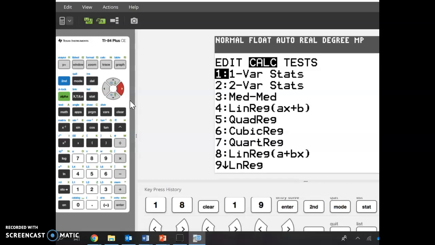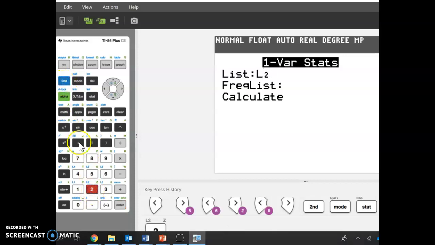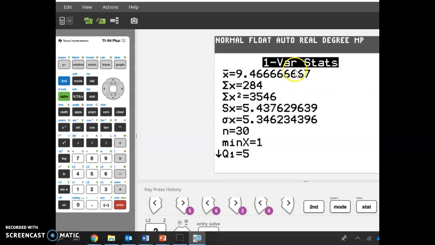Now right now we only have one list of data, so we are doing this for a 1 var stats. One variable statistics is what it's abbreviating for. So I'm going to hit enter on that. Now I need to know where I typed my data in. If it's in L1, then it's fine. Usually L1's the default. It comes up automatically. But I typed mine into L2, so I'm going to hit second L2. Frequency list, you don't need to pay any attention to. That's something else you don't really need to know about. And then we're just going to calculate it.